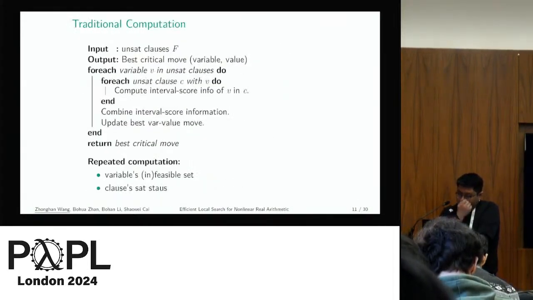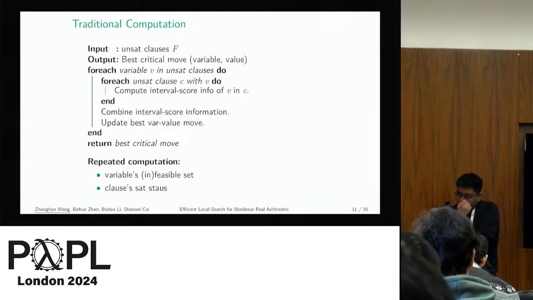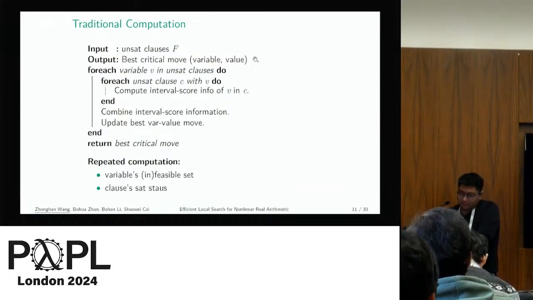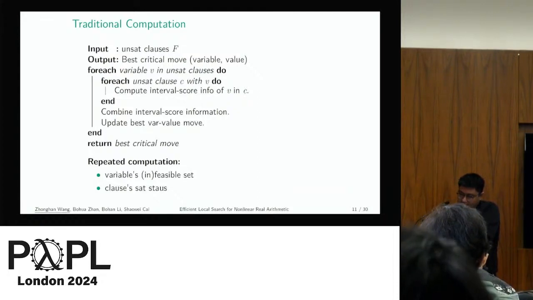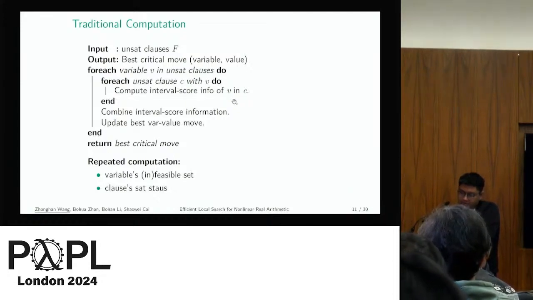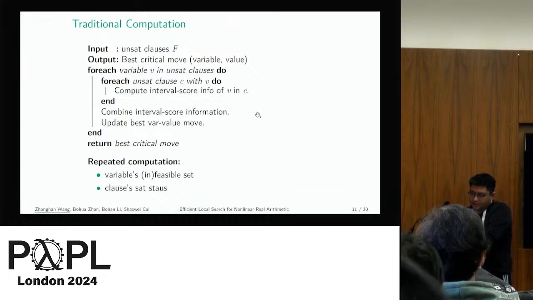In this section, we introduce the traditional computation for the best critical move score. As we saw previously, the critical move score is computed after the step procedure. For each unset clause C with variable v, we compute the interval score info of v in C. And you can see that the complexity is V times C. Then we combine the interval score information and update the best variable value move. Then we return the best critical move.